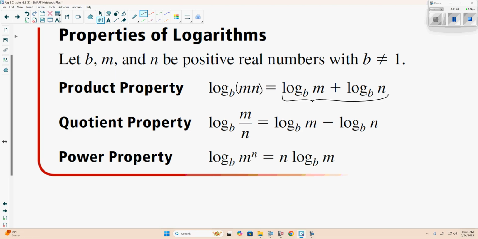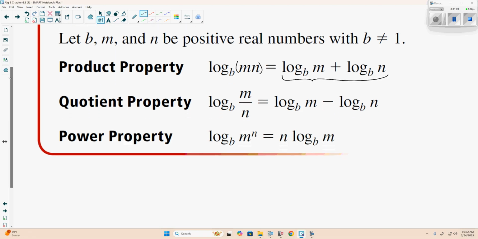Our quotient property says if we have 2 things being divided inside the log, we can rewrite it as 2 logarithms being subtracted. So log base b of m divided by n is equal to log base b of m minus log base b of n.